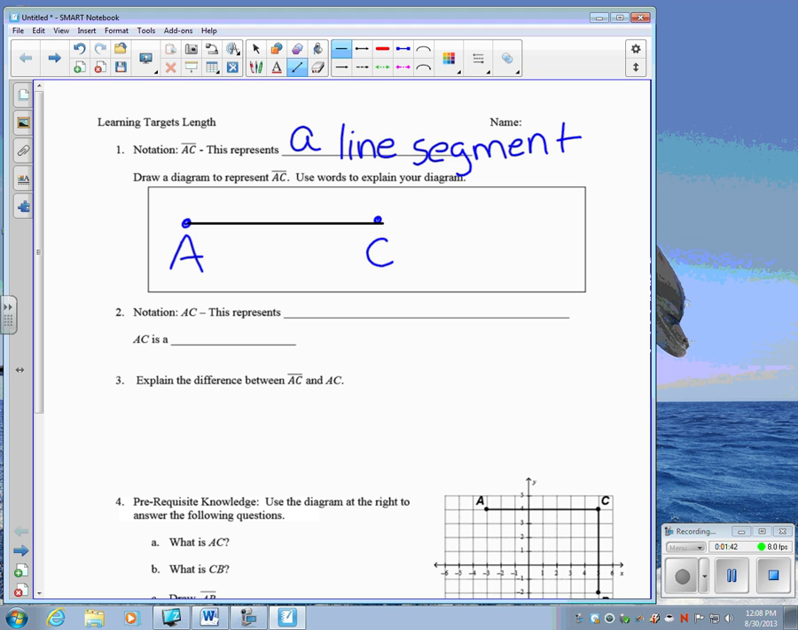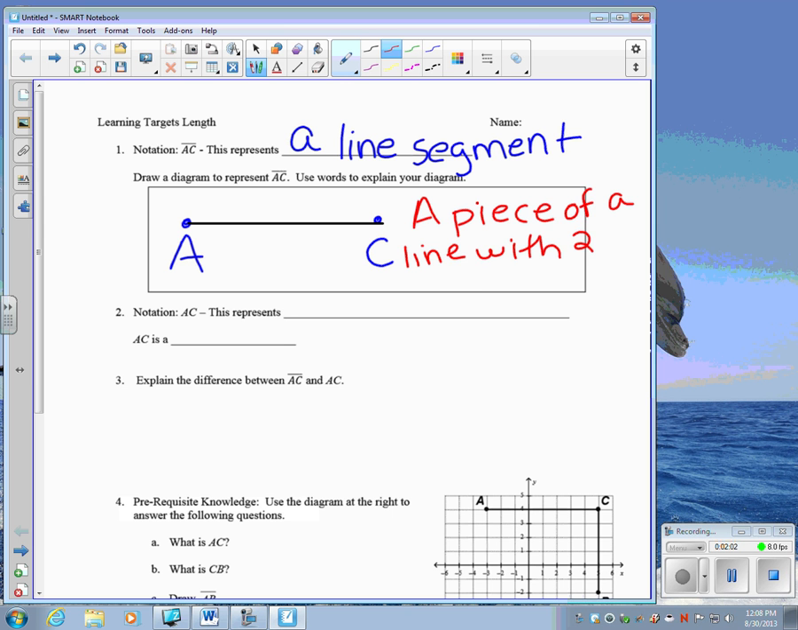All right, let's go ahead and describe it. Well, we said that it was a chunk of a line, a piece of it. So we'll say a piece of a line. And it has 2 endpoints, meaning it has a start and a stop. All right, and that is our line segment.